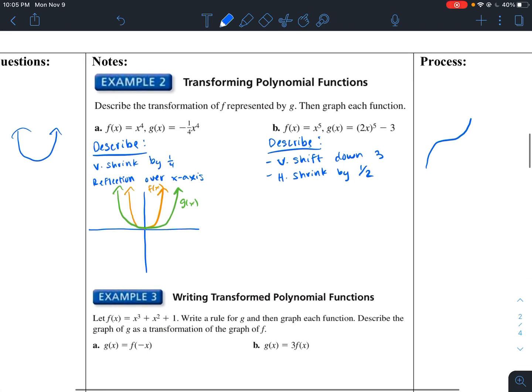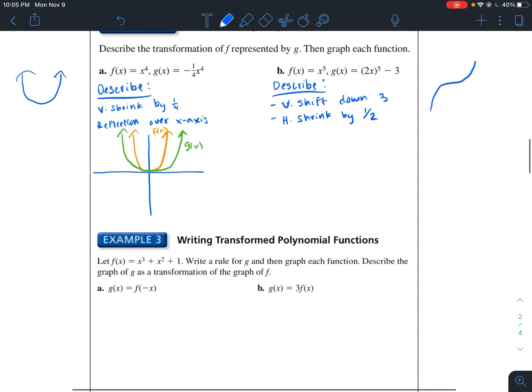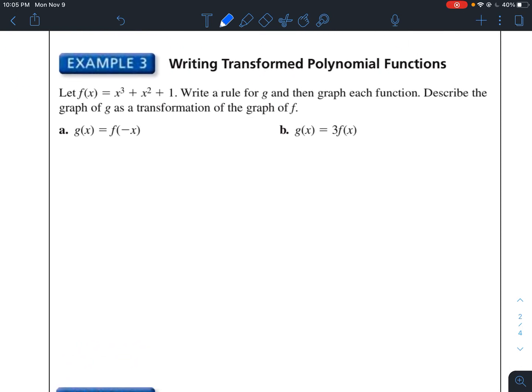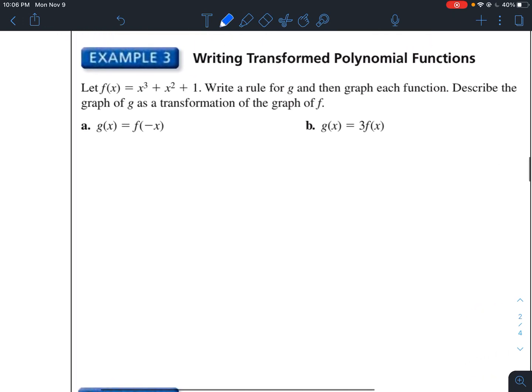I won't do the graph, but you guys can, if you want, do that on your own. So let's jump to number 3. Okay, so it says let f of x equal x cubed plus x squared plus 1, and write a rule for g. So we're going to write g of x, and then graph and describe. So here we know f of x is equal to x cubed plus x squared plus 1.